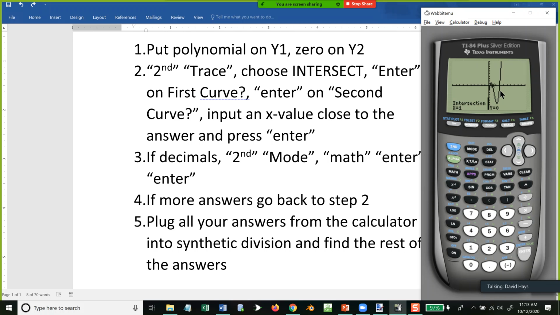Then we got another one, looks like 3 or 4. Second trace, choose intersect, enter, 4 is 3. So x equals 3. Now we said we're going to have 3 answers. We found all 3 via the calculator, so we don't need to do any synthetic division or anything. Questions on that so far?